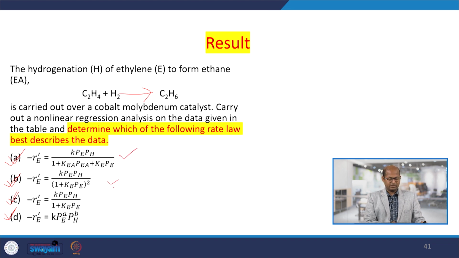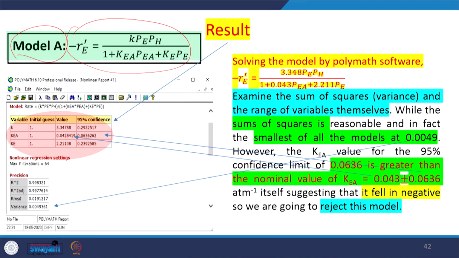So, now from model 1 this was the rate equation. Out of 4 models, one particular model you have to choose and the rest of the 3 models you have to eliminate. On the basis of the variance and the 95% confidence limits, these are the 2 values we have to check, and based on that one particular model we can eliminate. Here in this particular model the 95% confidence limit is 0.063, which is greater than the variance.